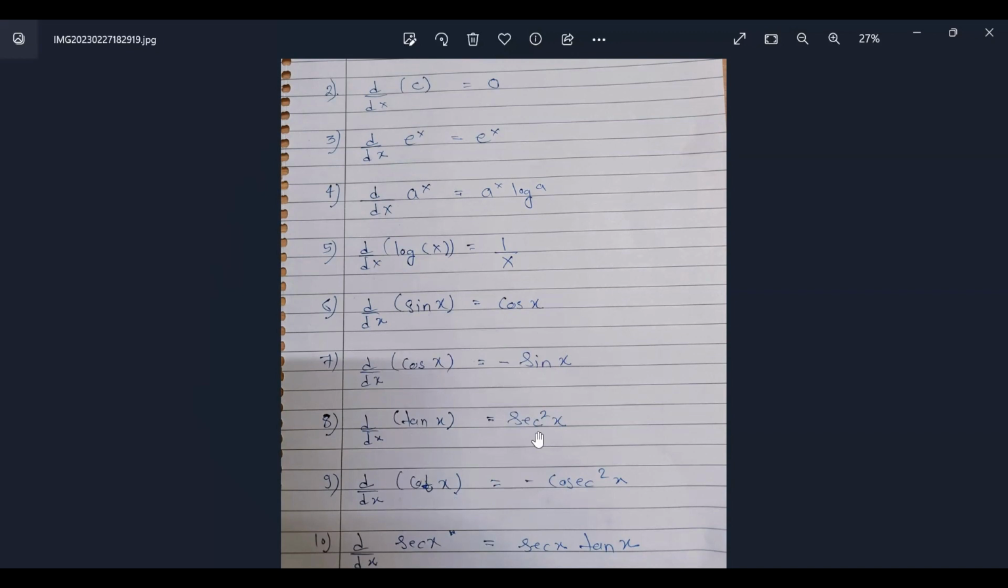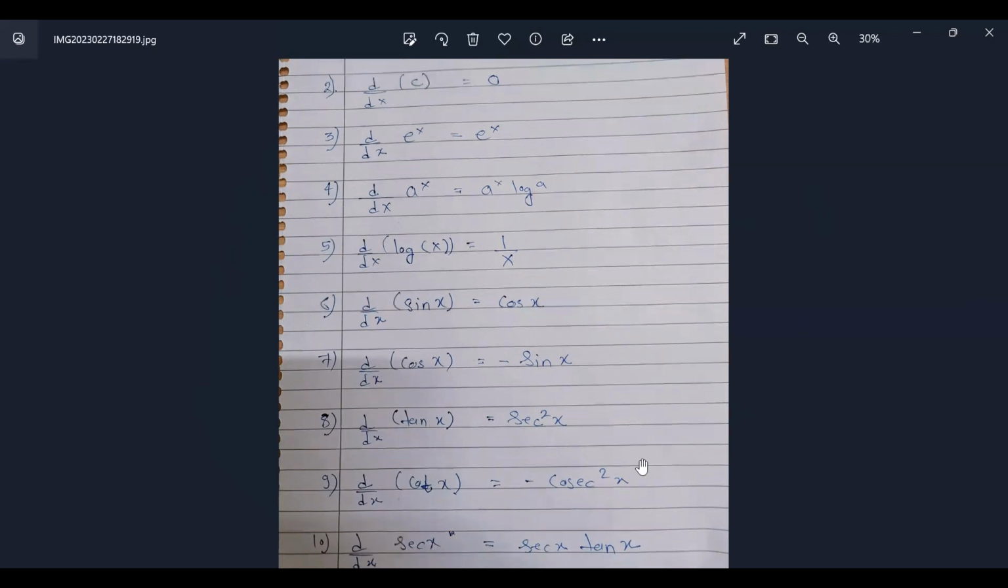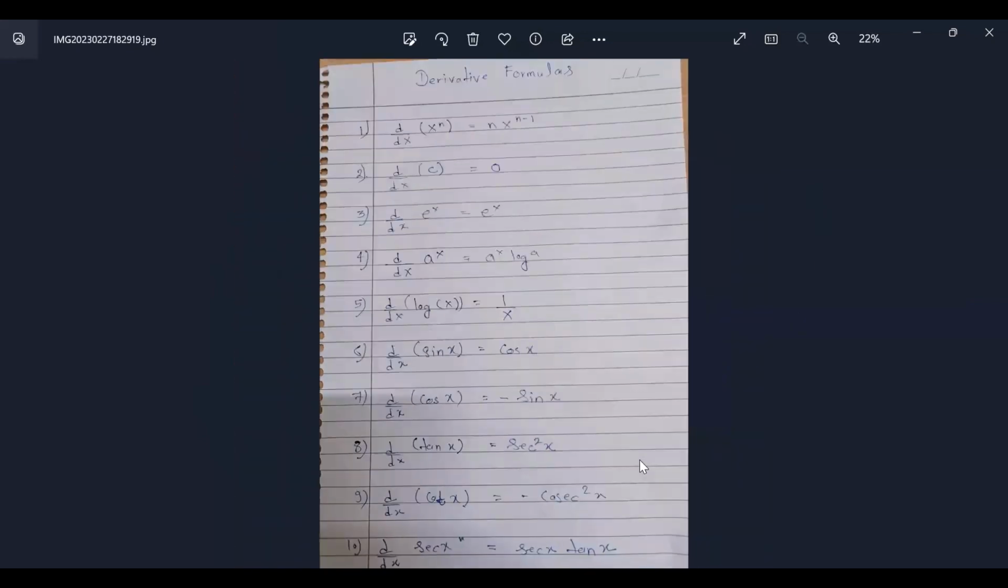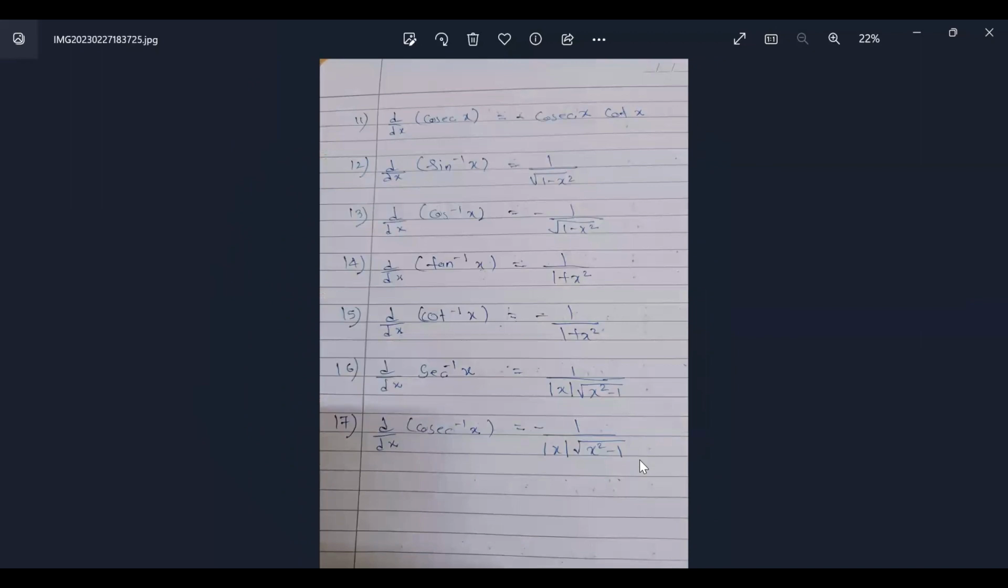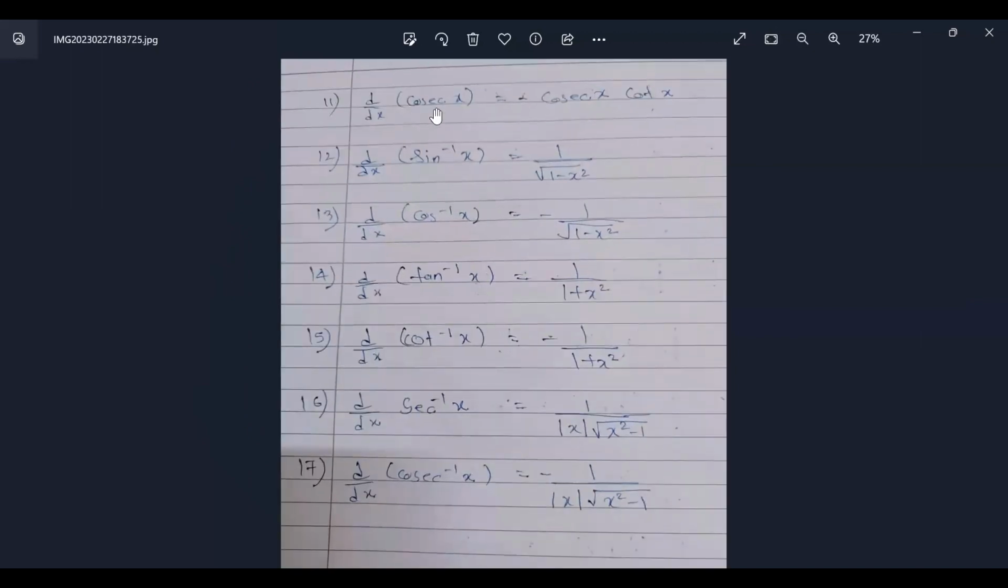Derivative of tan x is sec square x. Derivative of cot x, since it's starting with C, it's minus cosec square x. Derivative of sec x is sec x tan x. So here also we can see that derivative of cosec x is minus cosec x into cot x because the derivative question starting with C, so answer will be always negative.